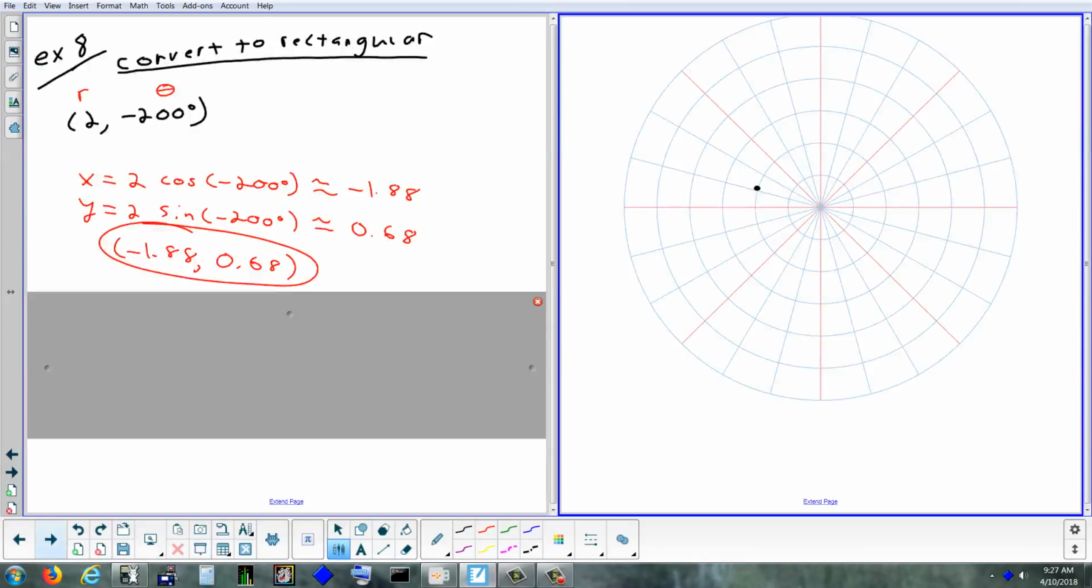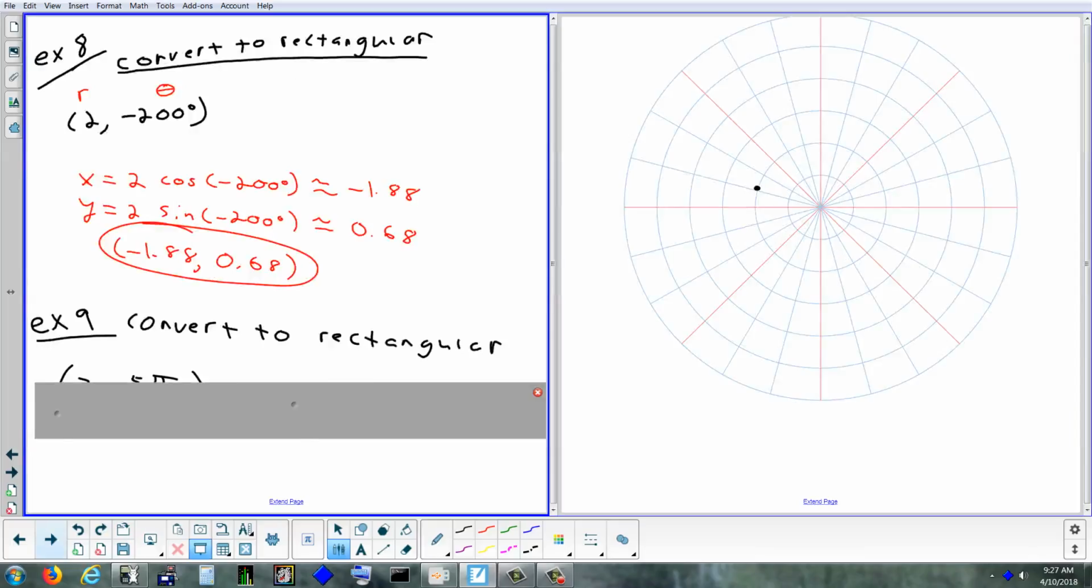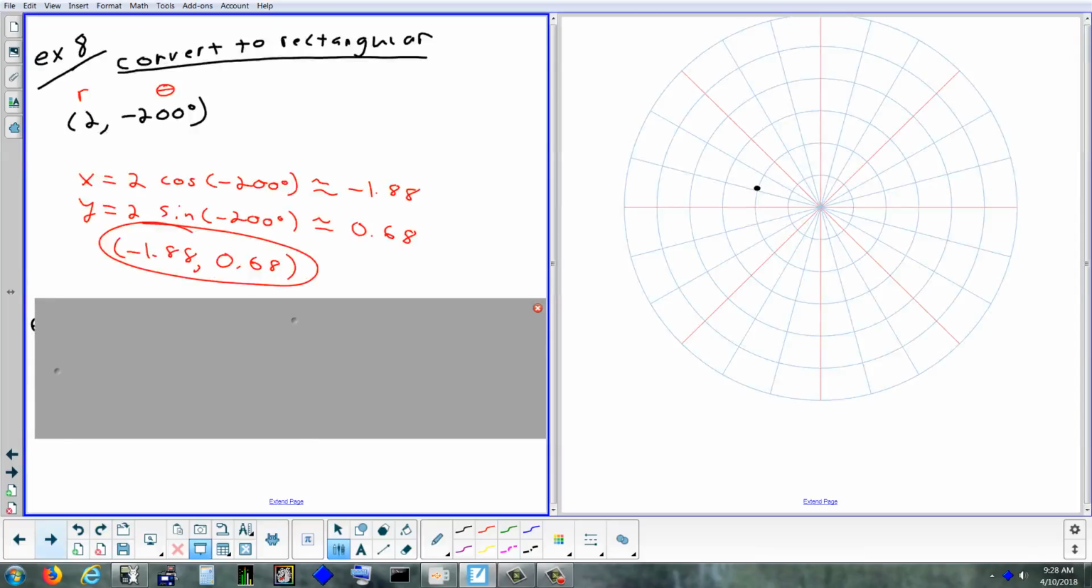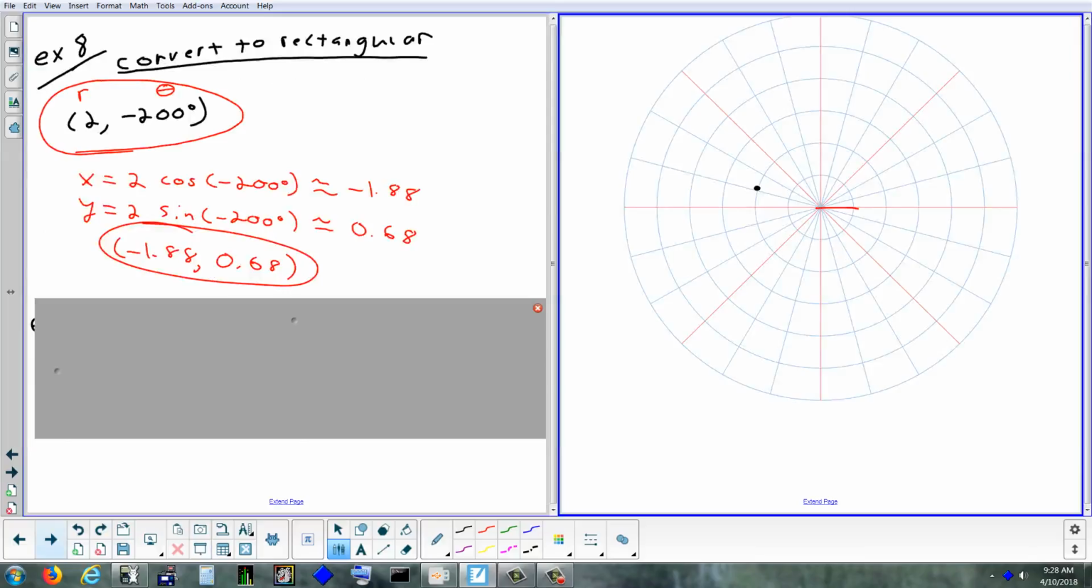Okay, what I've done on the right is I've made a polar graph, and this is the point that you see in black. You go 2 units to the right, 1, 2, and then you go 200 degrees. If I go halfway, that's 180. Then if I go to the first line up from there, that's plus 15, so that's 195. And then I just went a little bit past it to get to 200. Any questions on how I graphed that black point?